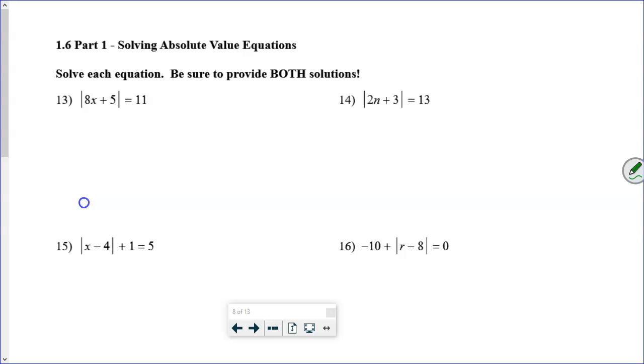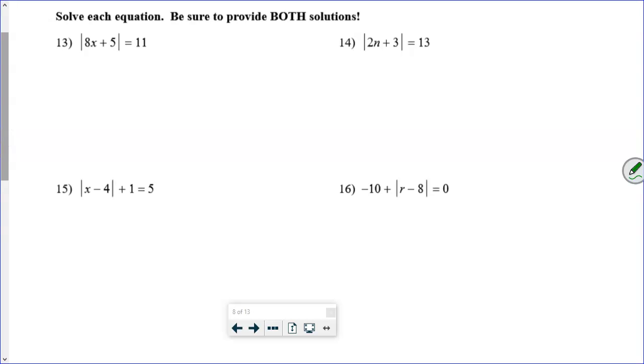Okay. Finally, we get to new stuff. So no one has scores for these yet. So I'm going to need people to reach back into the recent memory here. We've been solving absolute value inequalities. Notice the instructions, guys. Be sure to provide both solutions. Capitalize. What does that mean? You're going to have more than one solution. In fact, you'll have 2 solutions because you're going to set up how many problems?